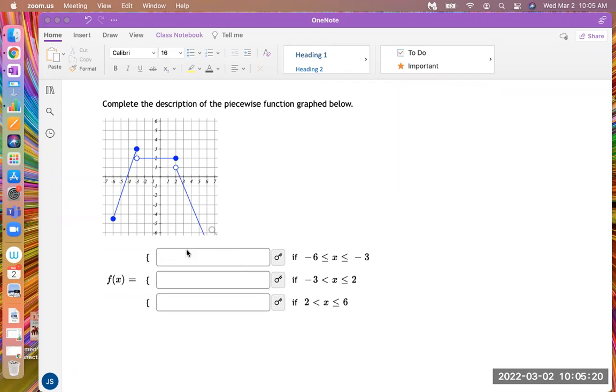It says from between -6 and -3, it obeys this. It looks like from -6 to -3, it's following this line right here. And so we need to figure out what is the equation of that line.